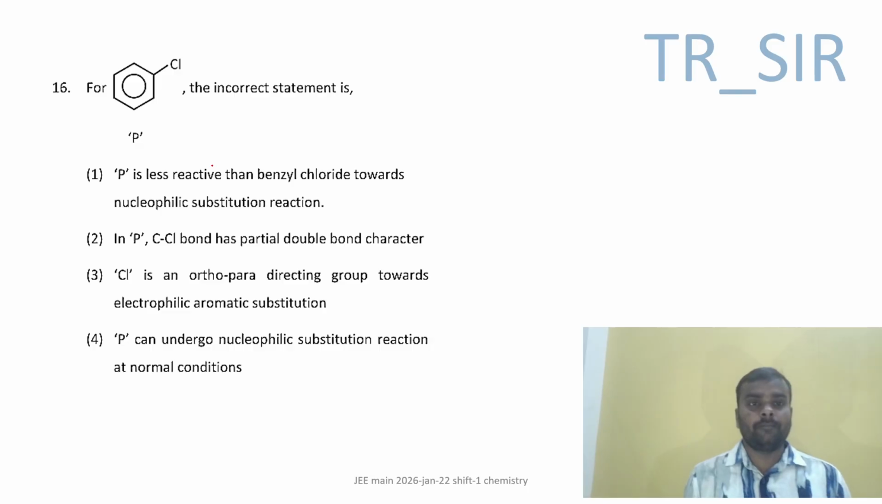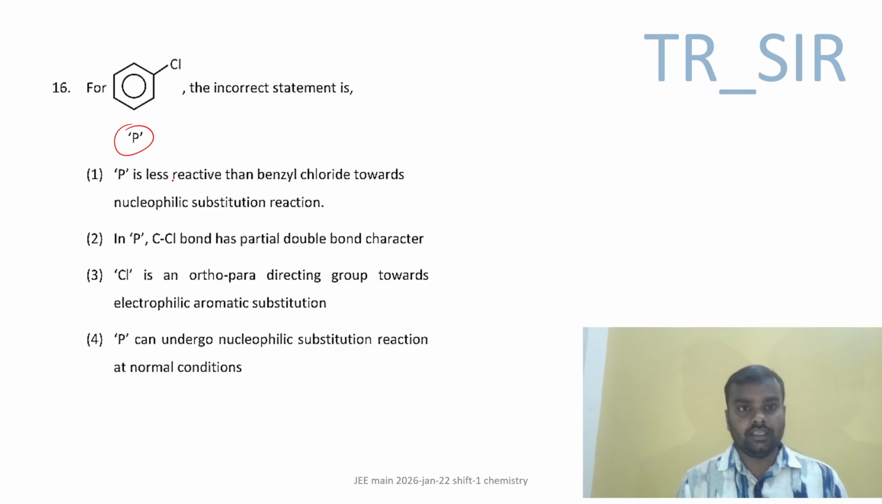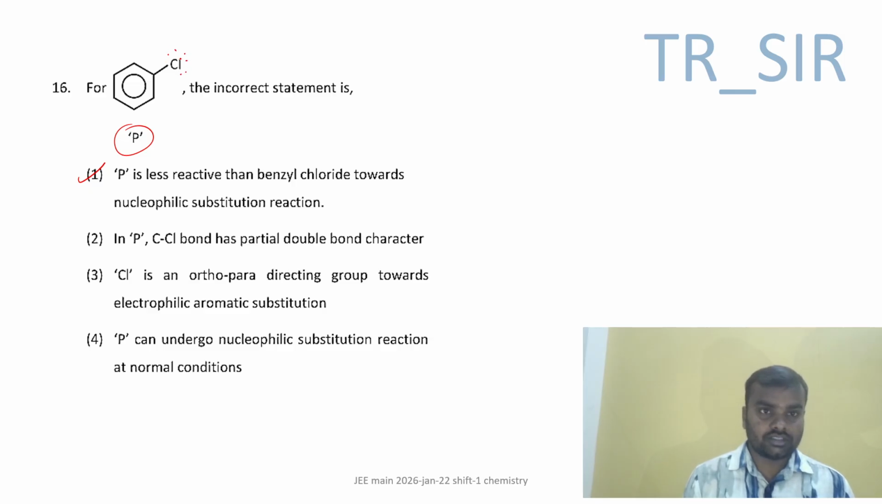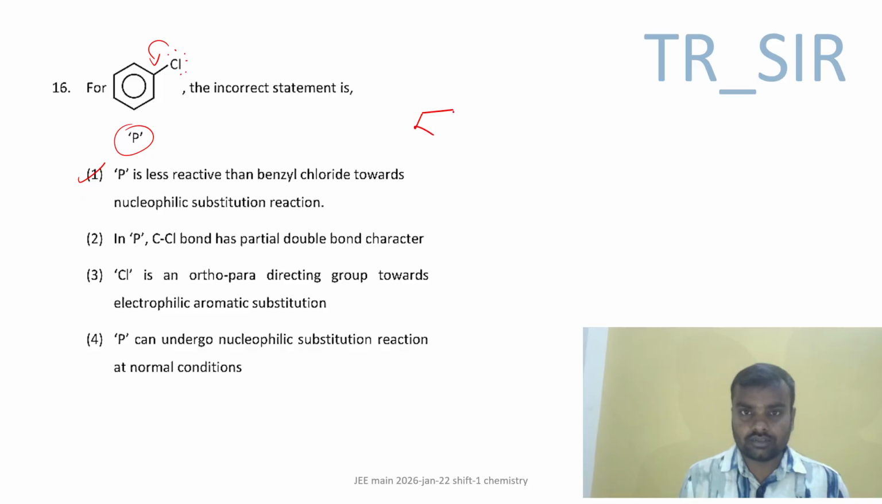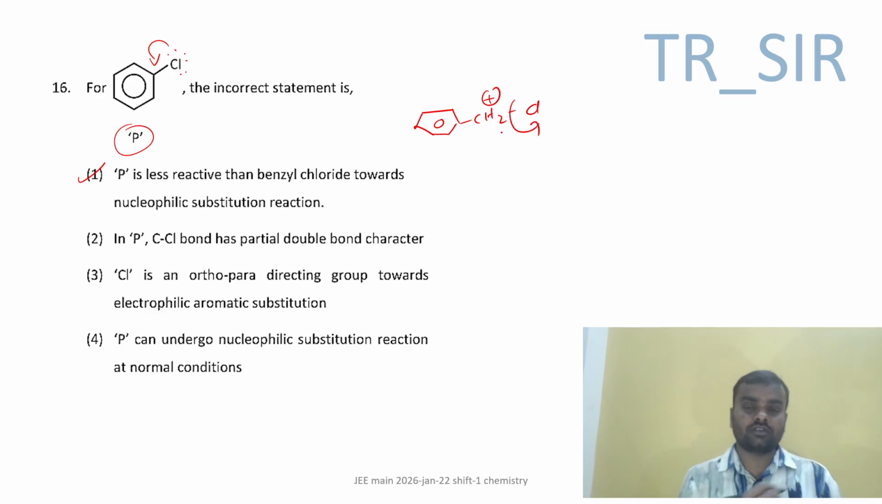16th question. Chlorobenzene, they have given, the incorrect statement is, this is product P. P is less reactive than benzyl chloride towards a nucleophilic substitution reaction. Perfectly right. Why? This has partial double bond character, so it is not reactive. But benzyl chloride is a good reactive because benzylic carbocation will form after leaving of this chlorine. So the statement is correct.